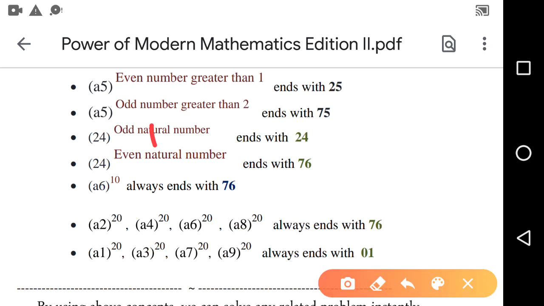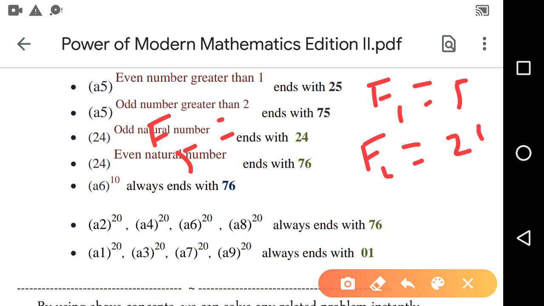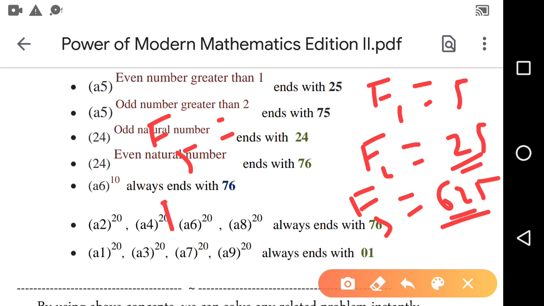But for F5, F1 is 5, so F2 is its square, 25, and consider just the last two digits. For F3, the square of this is 625, and out of it we consider only three digits. For F4, calculate the square of this 625, and that ends with 0625.